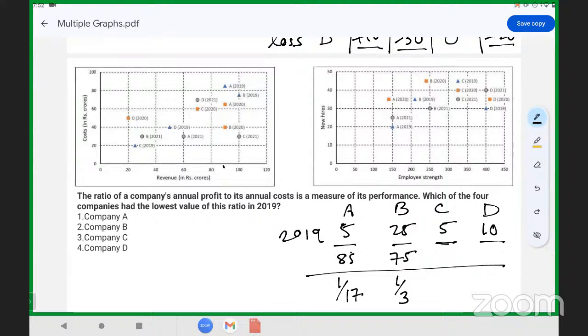For C, the cost in 2019 was 20. So this will become 1 by 4. And for D in 2019, the cost is 40. That is also 1 by 4. So 1 by 4 is similar. 1 by 3 is also not that less. So the only value which is the lowest is A. So the answer is company A. Okay.